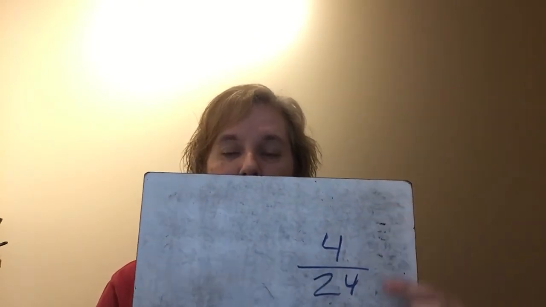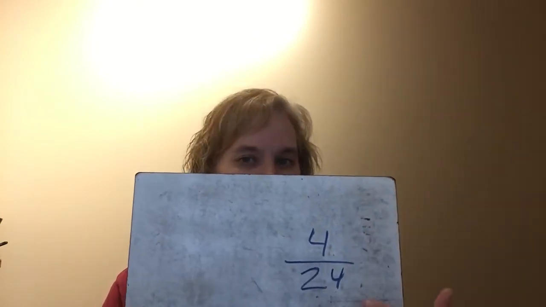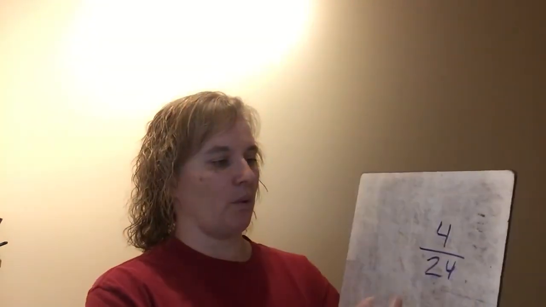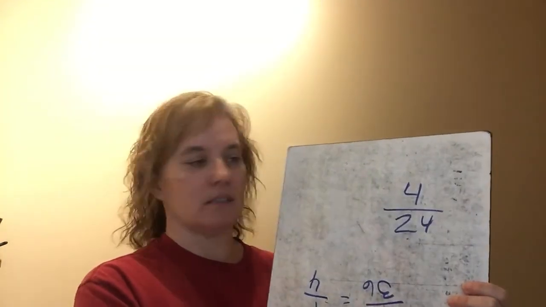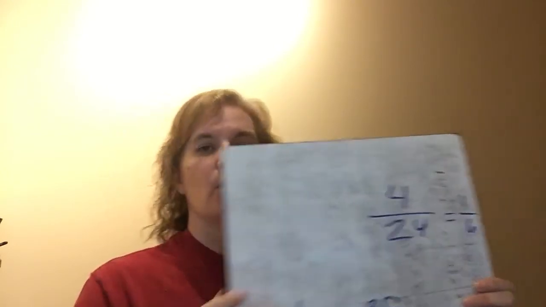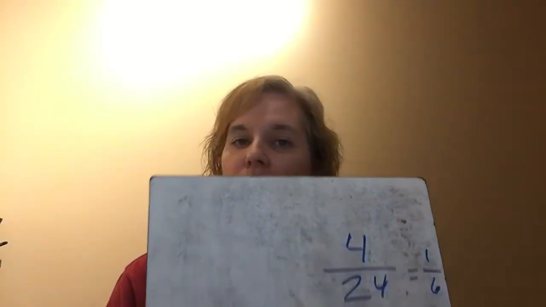So it was 4/24. Can this get smaller? Yeah. 4 can go into both of those, can't it? So 1/6. 1/6 of my 24-hour day was spent making videos if I videoed for 4 hours in the day. It's that easy. Put the small number on top, big number on bottom, reduce if necessary.